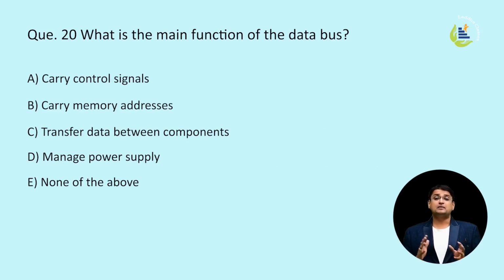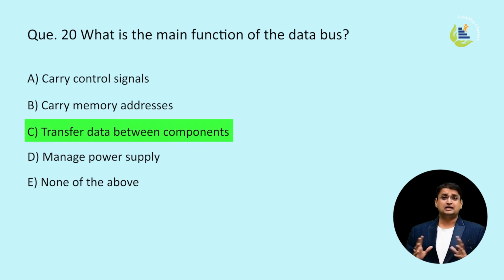Question 20. What is the main function of the data bus? Options are carry control signals, carry memory addresses, transfer data between components, manage power supply, none of the above. Correct answer option is C.